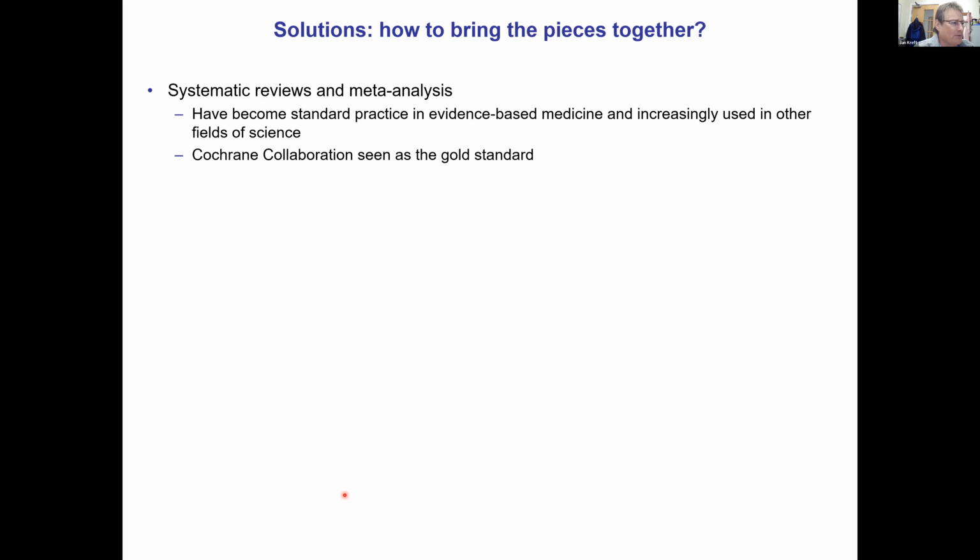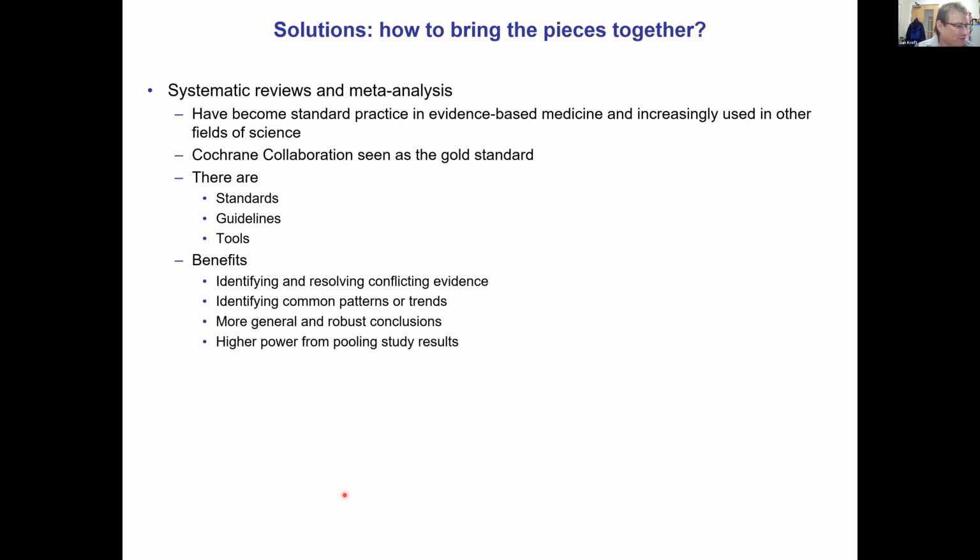The Cochrane collaboration is sort of seen as a gold standard for procedures in systematic reviews and meta-analysis, and there are lots of tools and tutorials and standards and guidelines, statistical tools as well to do the meta-analysis. That's all available, so it can be used, but you don't have to be expert enough to develop these tools, just expert enough to use them.